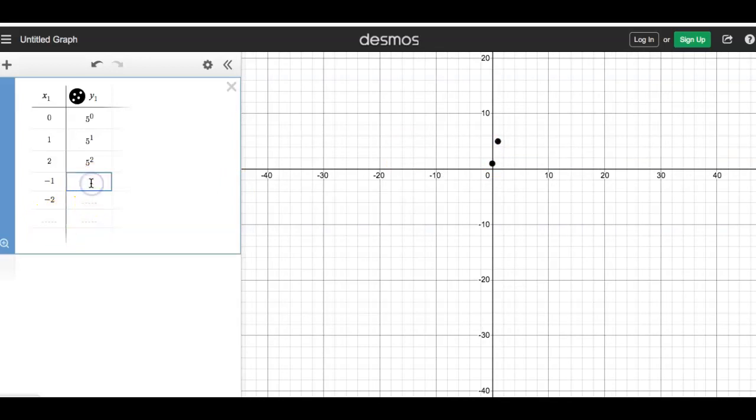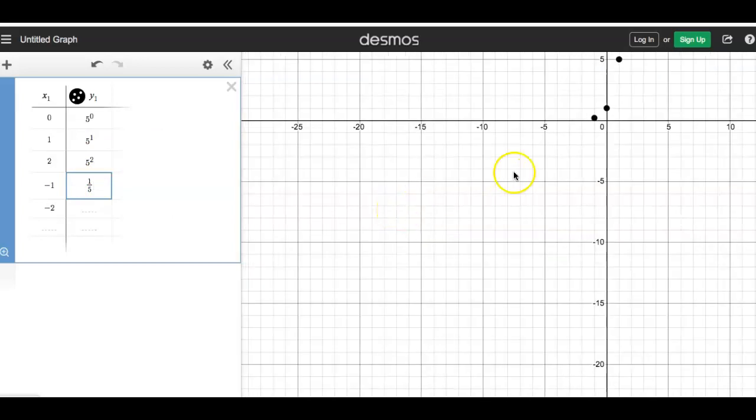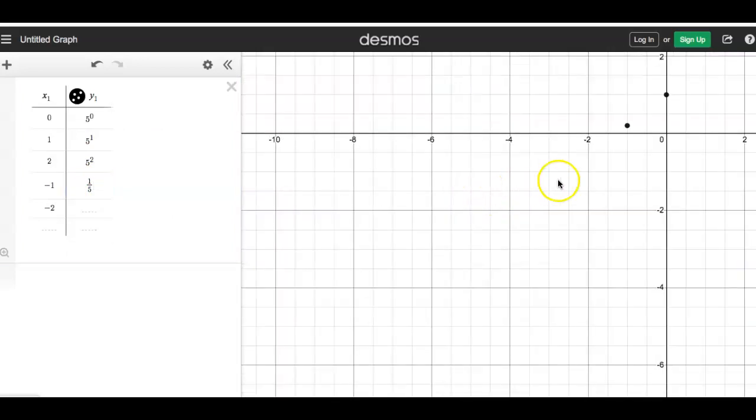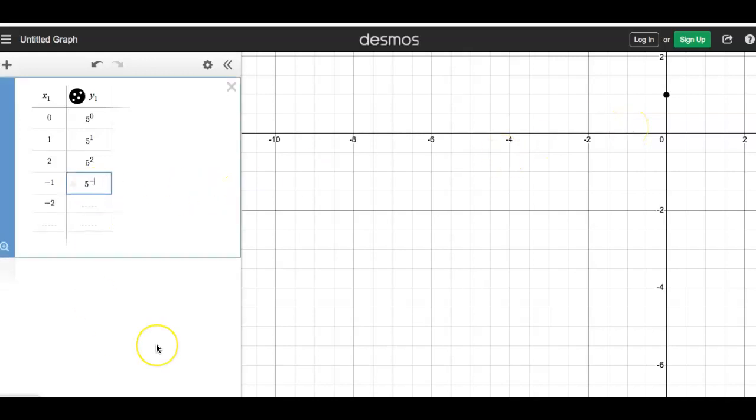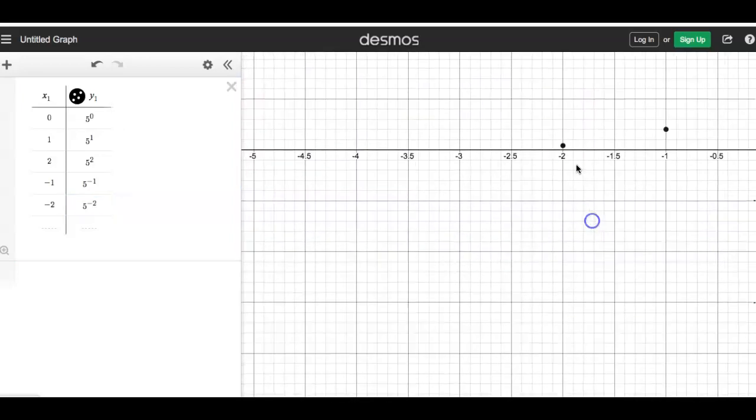Okay, so 5 to the -1 is going to be 1/5. Whoops, not 1/3, it's going to be 1/5. It puts that point there. You can see that it is slightly above 0, so there's 1/5. I could type it in over here as 5 to the -1, and it gives me the same thing. So 5 to the power of -2 is going to be 1 over 25. Notice that it is very, very close to 0.